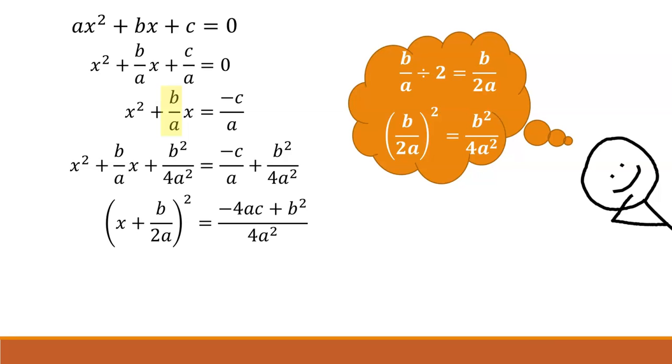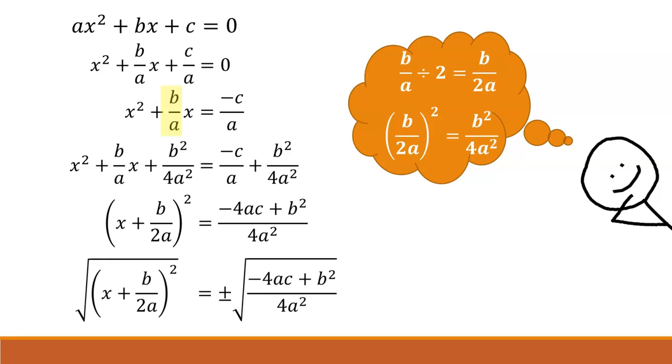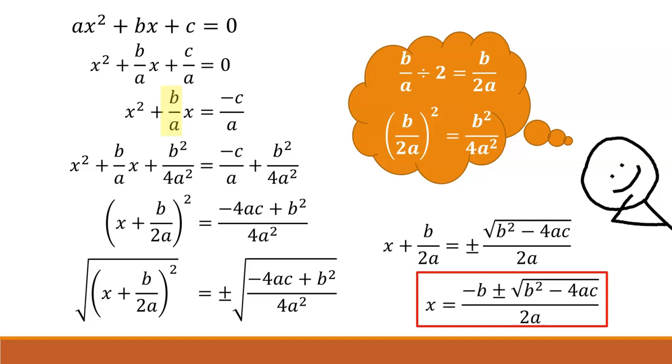On the right side of the equation, we'll just get a common denominator for both fractions so that we can add them and have one fraction. Now we'll use the square root property and take the square root of both sides of the equation, and then simplify both sides. And as one last step, we'll subtract b over 2a from both sides of the equation. And there we have it.